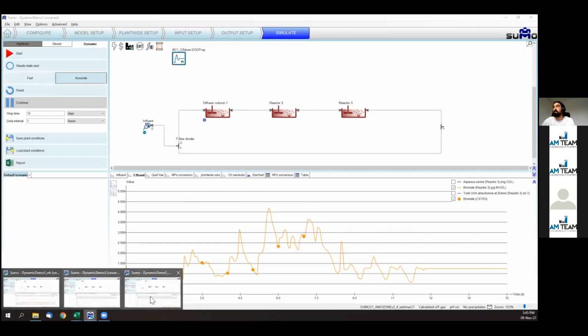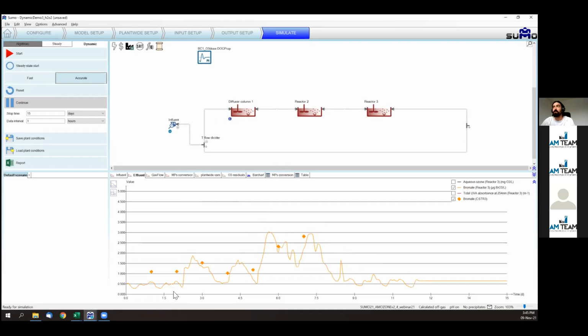Now, if we run the same simulation with, let's say, a dosage of peroxide, then we can sensibly lower the bromate formed, and we can monitor this throughout the installation. There are moments in which the peroxide dosage is more effective due to specific conditions of the influent composition, and other moments in which it would not even be necessary to dose peroxide, and then we can even save chemicals and operational costs.